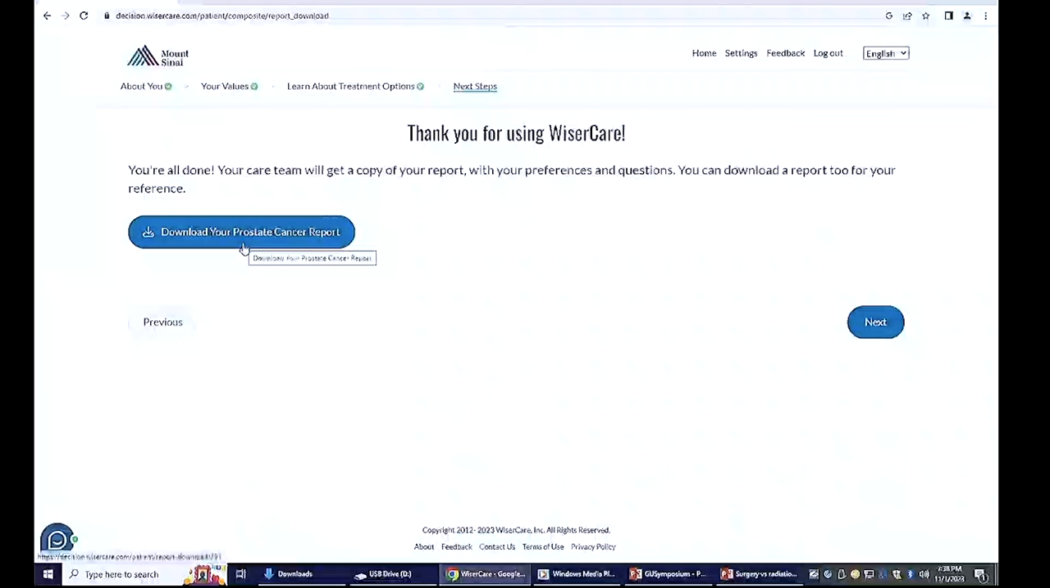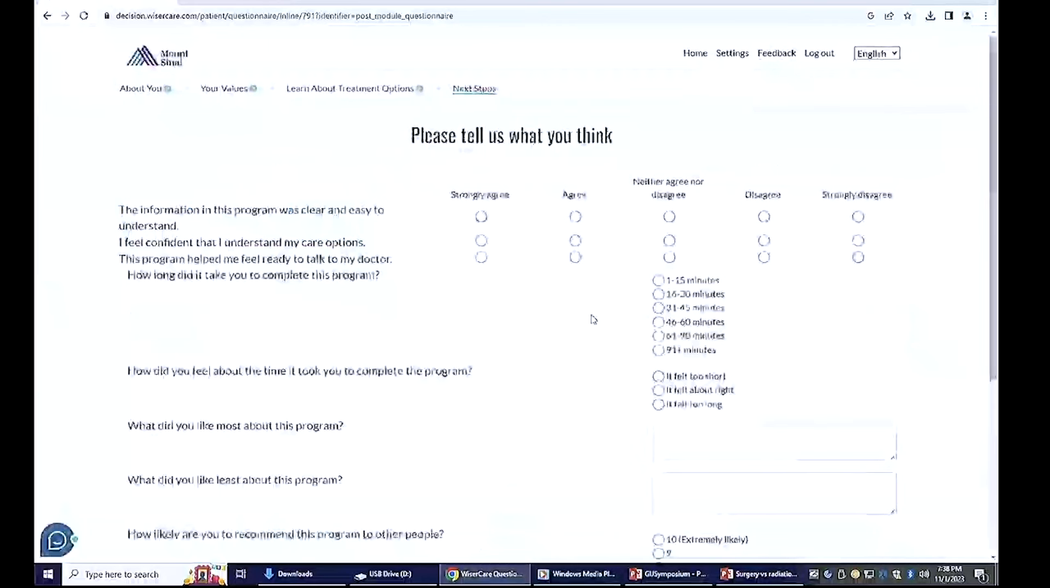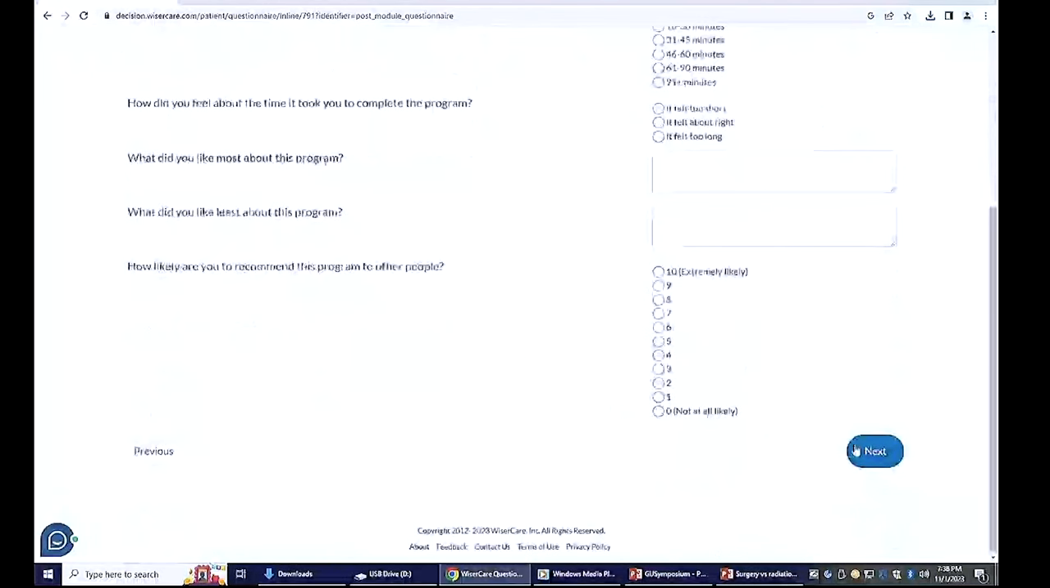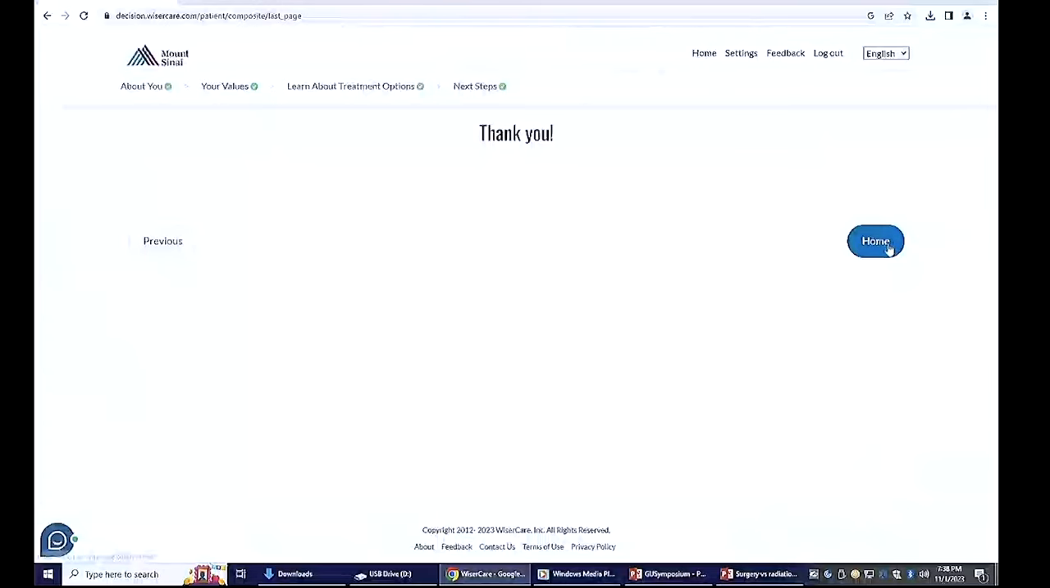Download your prostate cancer report. And once you've done this, I will get a copy of this report. And it'll ask you a typical questionnaire. How long did it take for you to do this? Did you agree with the things? And it thanks you.